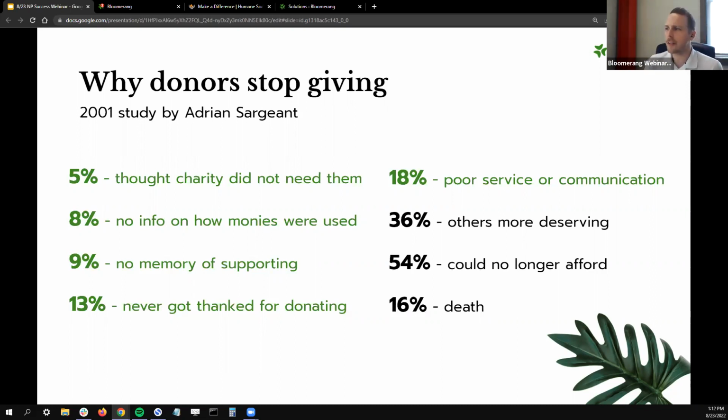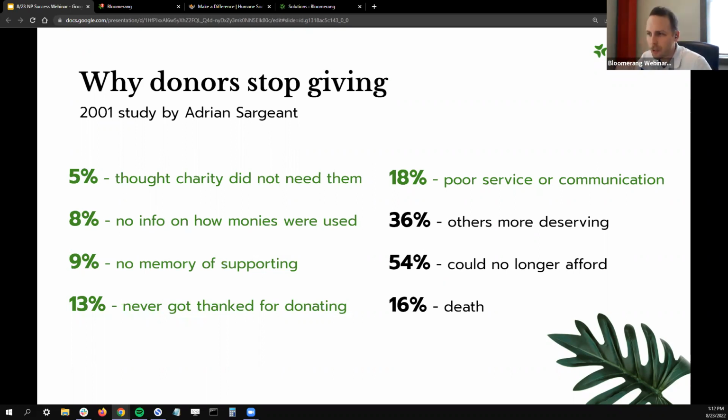So, why donors tend to stop giving. Here at 5%, they thought the charity didn't need them. 8% said no info on how the money or funds were used. 9% said no memory of supporting. 13% said they never got thanked. 18% said poor service or communication. And then these final three.